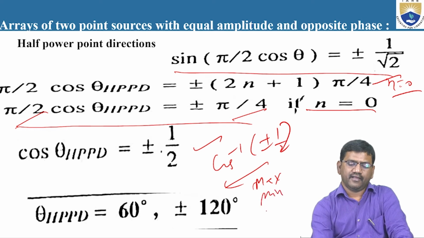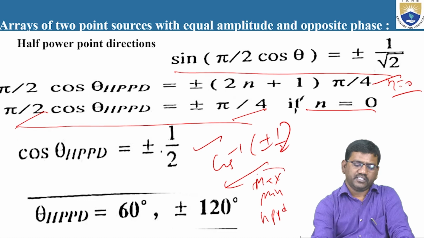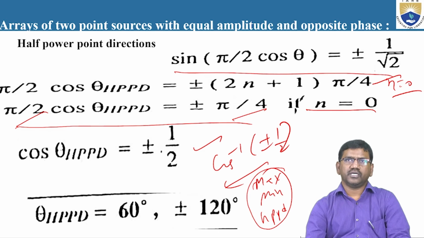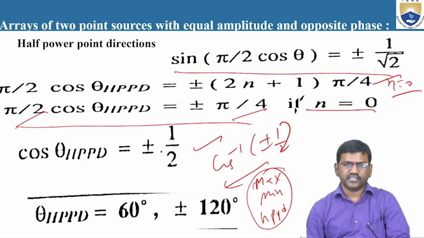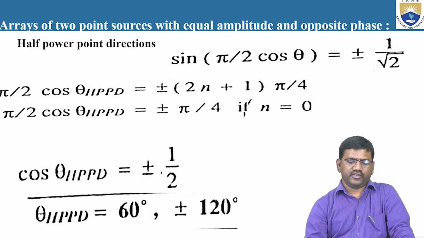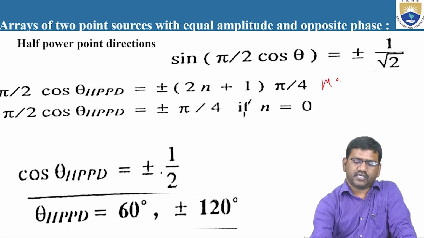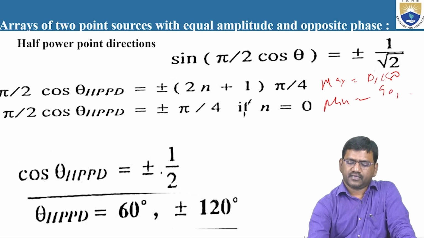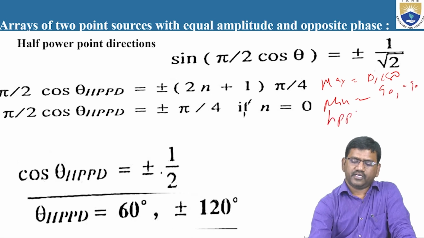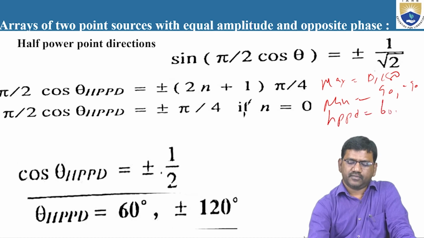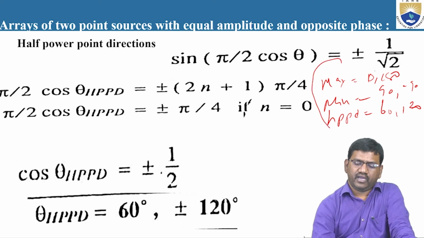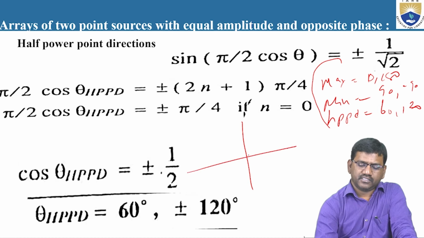Here we have calculated the maximum field strength, that is the maximum direction of the pattern, the minimum direction of the pattern, and also the half power point distribution. Based upon these three values, now we are going to draw the radiation pattern for arrays of 2 point sources with equal amplitude and opposite phase. So if you draw a figure, we know that the maximum points are located at 0 and 180, the minimum points are located at 90 and minus 90, and the half power points are located at 60 and 120. Based upon these values, we can draw the radiation pattern like this. That means it is maximum here.